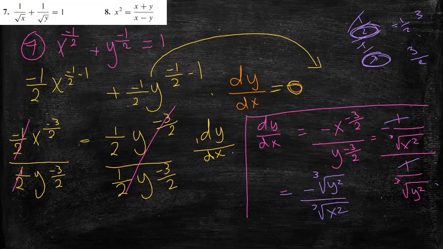Is it clear? Yes. Here we find its derivative. We have to deal with the exponents. After that, we found that dy over dx is negative x raised to the power negative 3 over 2 over y raised to the power negative 3 over 2. After you write them, it comes like negative cubic root of y squared over cubic root of x squared. This is for number 7.